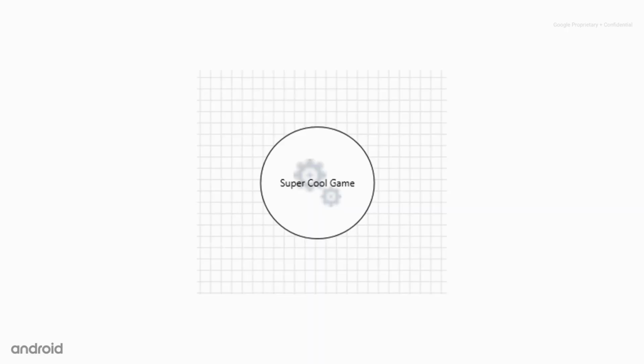But let's get started. In this presentation, we're going to be talking about Super Cool Game Company and their threat model, but the lessons really apply to any application. We'll start with the game client. It's probably way more complicated than this, but we can represent it with a single circle.